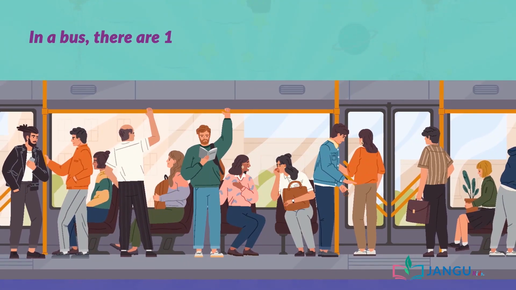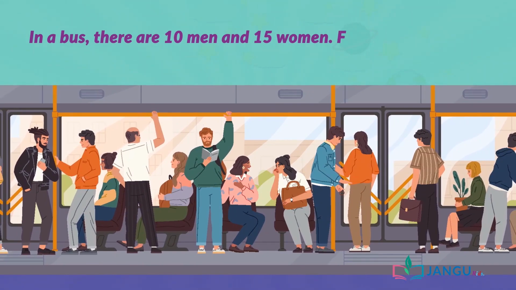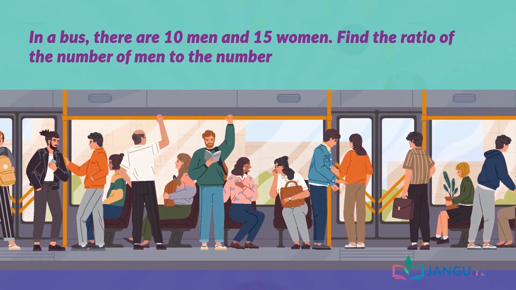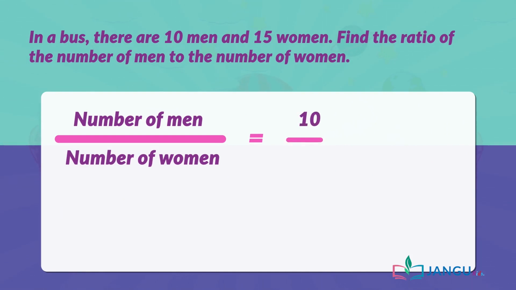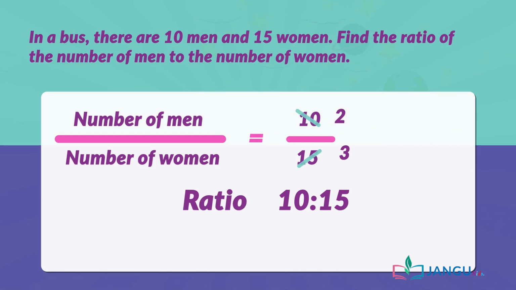Now, let's look at an example. In a bus, there are 10 men and 15 women. Find the ratio of the number of men to the number of women. To find the ratio, we write both numbers as fractions with the number of men as the numerator and the number of women as the denominator, giving a ratio of 10 to 15. But we can simplify it further by dividing both numbers using a number that would go into each without any remainder, which is 5. 5 into 10 equals 2, and 5 into 15 equals 3. Therefore, our ratio can be further simplified as 2 to 3.